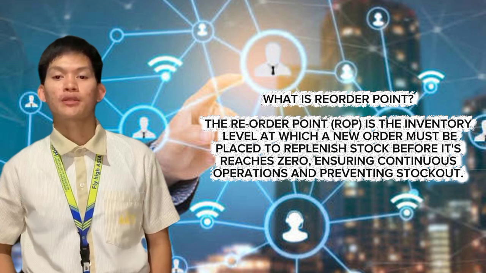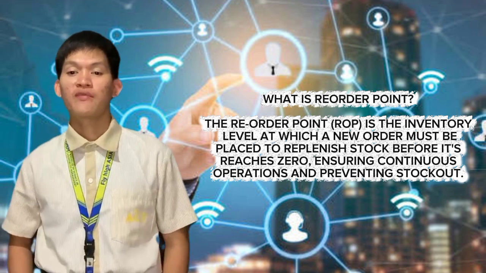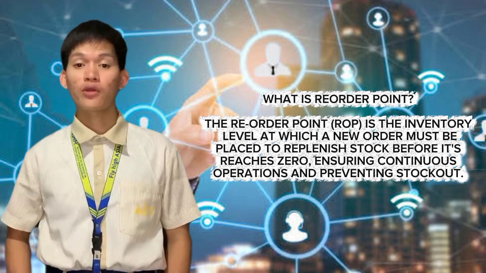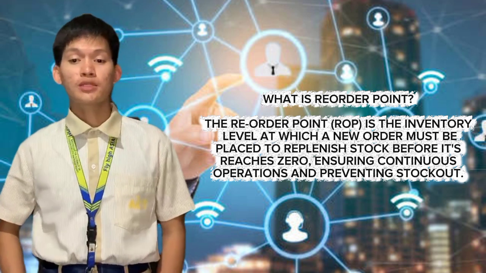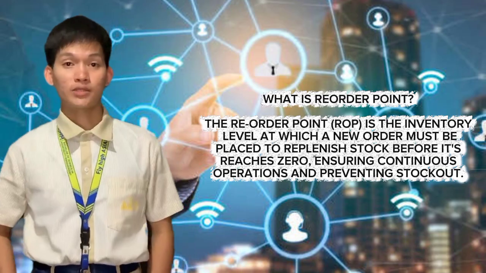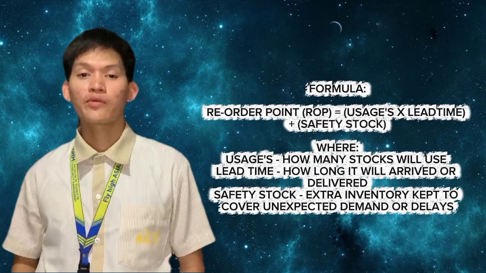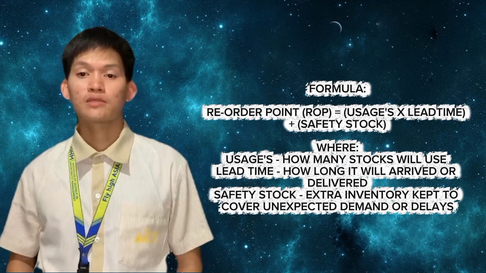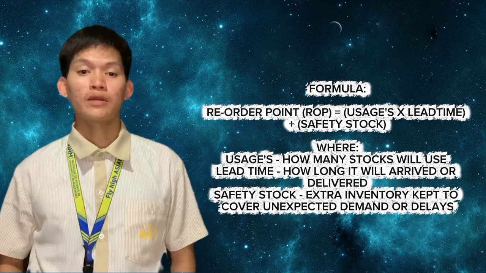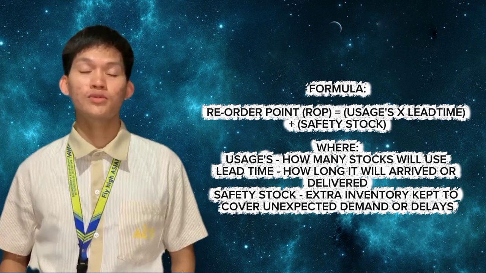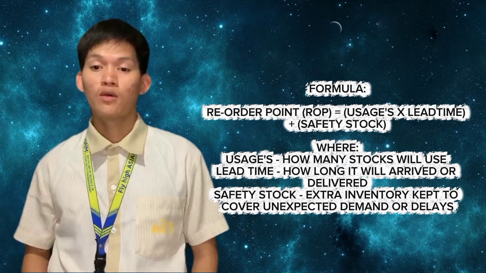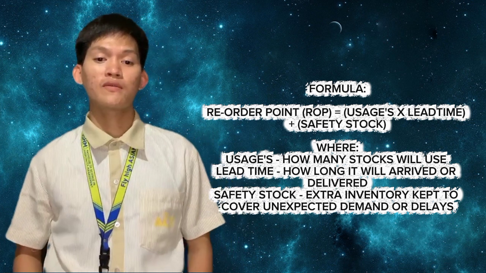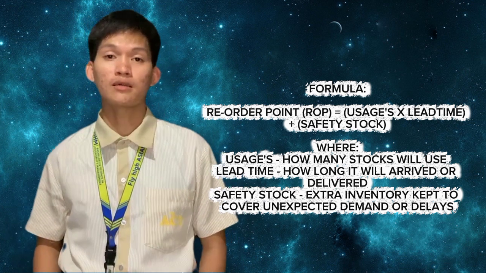What is reorder point? The reorder point, or ROP, is the inventory level at which a new order must be placed to replenish stocks before it reaches zero, ensuring continuous operations and preventing stockouts. So here is the formula. Reorder point, or ROP, equals usage times lead time plus safety stock, where usage is how many stocks will be used, and lead time is how long it will take to arrive or be delivered. And lastly, the safety stock is extra inventory kept to cover unexpected demand or delay.